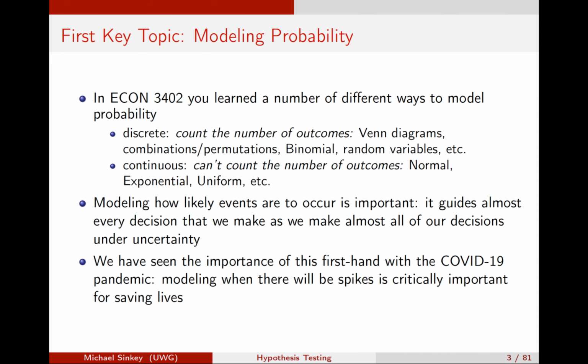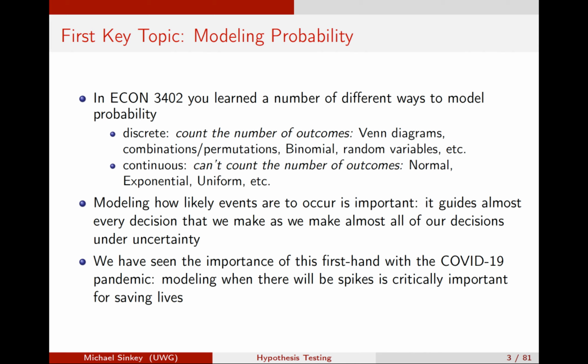Okay, the reason we start by immediately introducing the mean and standard deviation, which are concepts you learned in Econ 3402, is because they're essential to modeling probability, and they're essential components of a hypothesis test. So in Econ 3402, you learned a number of different ways to model probability. You learned some counting methods, combinations, permutations. You count the number of outcomes. You have a Venn diagram to model some unstructured probabilities. You did the binomial distribution. You had means and standard deviations of random variables. You did this with discrete distributions.